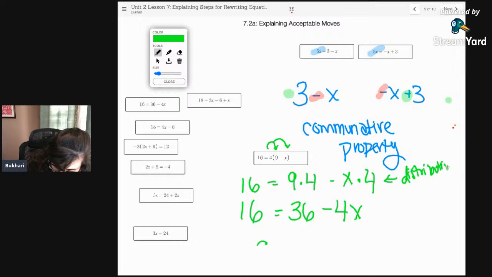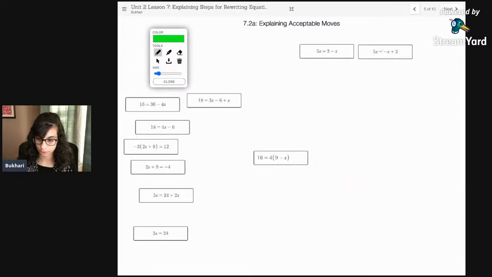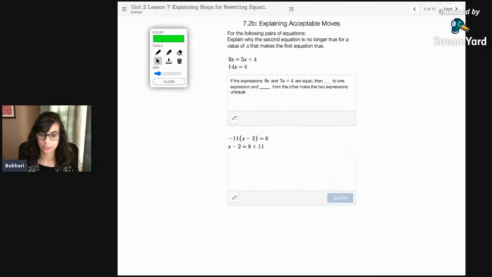I can distribute 4 to both 9 and negative x. Remember, your sign here is not changing because your 4 is positive. So then moving forward, practicing what equivalent equations look like, let's take a look at what happens when that is not true or you make some sort of accident.